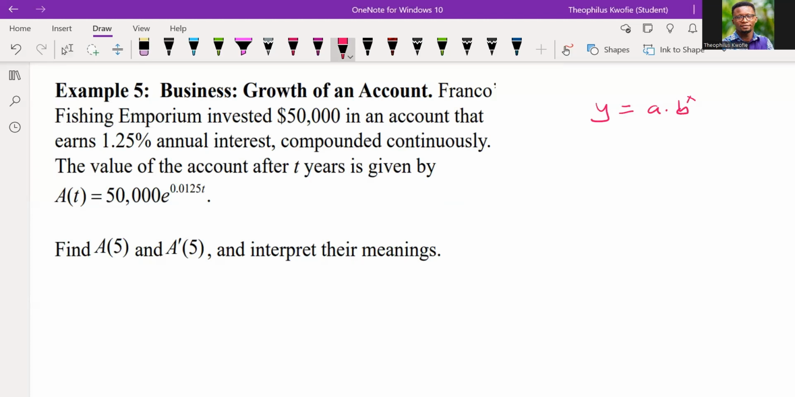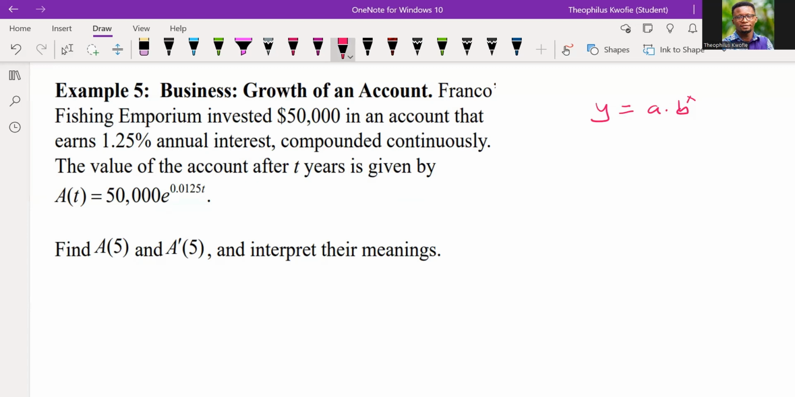Very good. All right. So we consider Franco's Efficient Emporium, which invested $50,000 in an account that earns 1.25% annual interest, compounded continuously. Now the value of the account after t years is given by this exponential function. How do we find the value of the account after 5 years, and the rate at which this account is changing over time? Okay, good. This is a very important one.